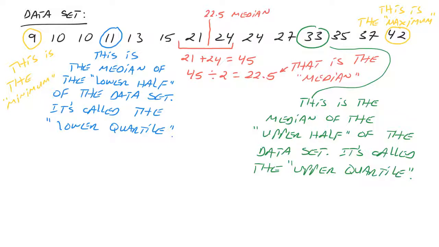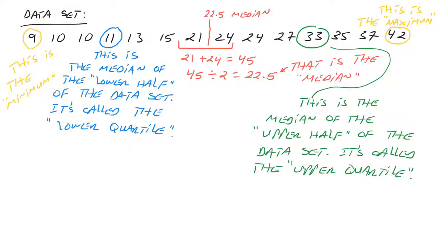From that, we take the lower set, which is the numbers 9, 10, 10, 11, 13, 15, 21, treat those as their own data set, and find their median. So 11 is the number right in the middle of the lower half. That's called the lower quartile, sometimes called the lower submedian. It's really the median of the lower half.